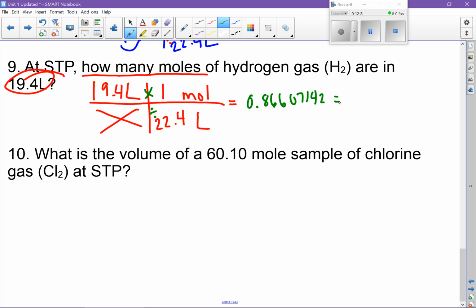0.8660714. We're going to round at the thousandths place, which is here. The 0 afterwards means we don't need to round up. We just have to put a unit on our answer since we were solving for moles. That's what we'll label our answer with.